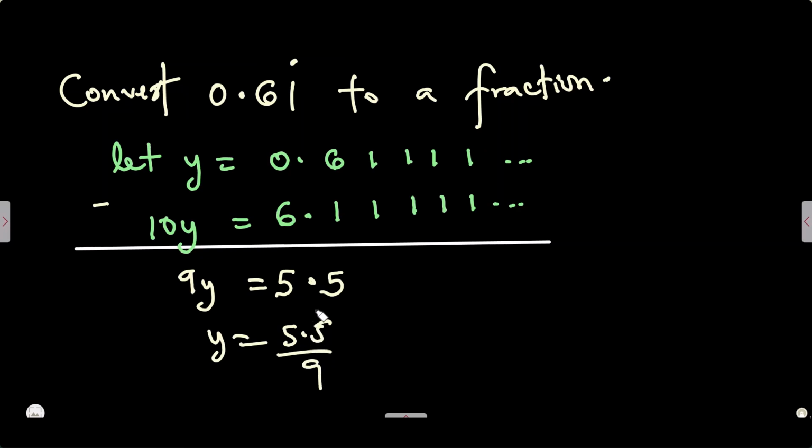over 9. Now this doesn't look so good as a fraction, so you don't want a numerator that has a decimal number at the top. So what you want to do is to multiply the top by 10 to make it a whole number, and the bottom also by 10 to make it a whole number. And so this is going to simplify to 55 divided by 90.